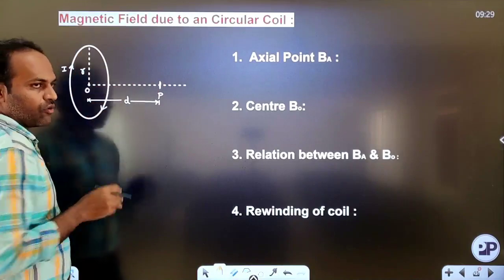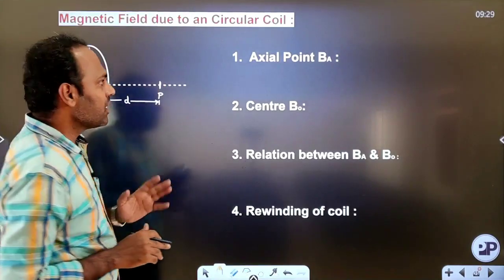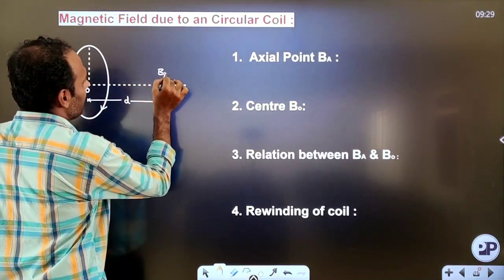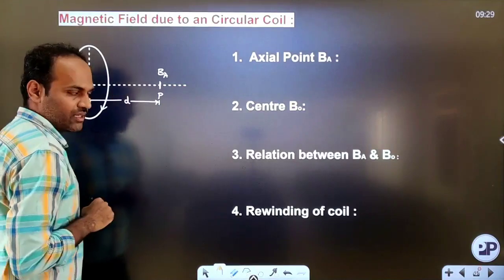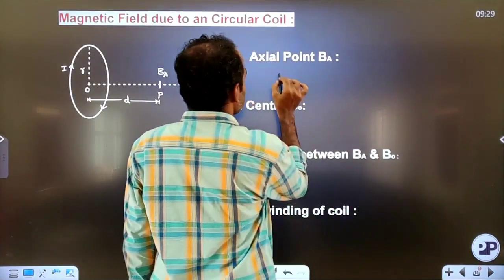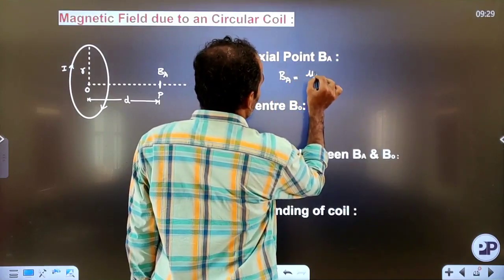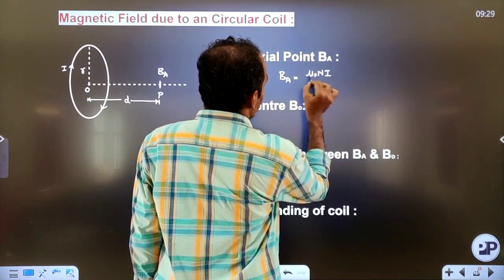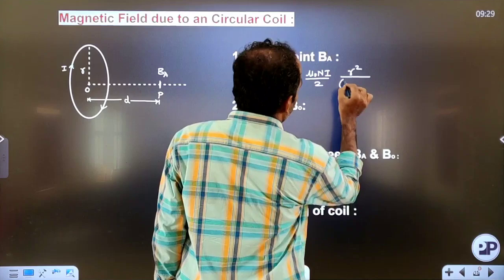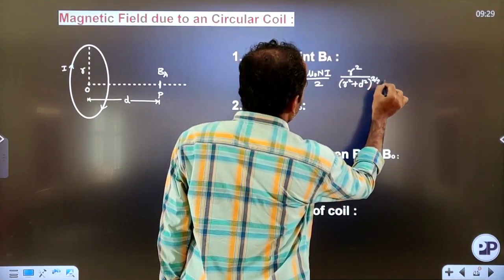And in theory, we have already derived an equation for magnetic field at the axial point due to the circular current carrying coil. 5 marks is the most important derivation of the chapter. Right? So, magnetic field at this point, I will write it as BA, axial magnetic field. Right? So, the equation of that axial magnetic field is like this. Axial magnetic field BA is equal to mu naught N I divided by 2. R square divided by R square plus D square whole raised to 3 by 2, right?